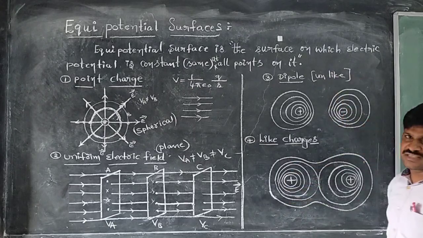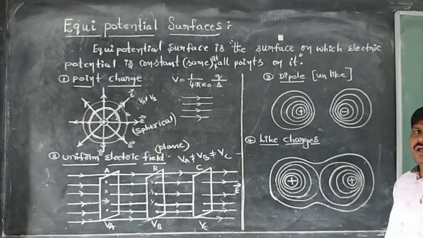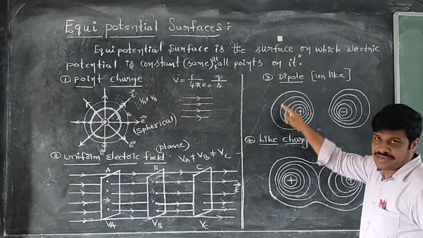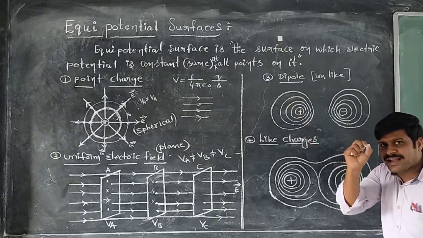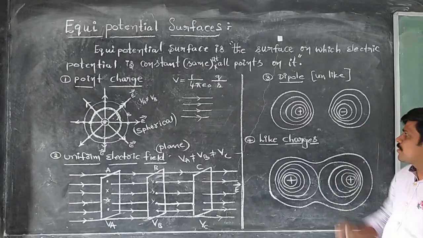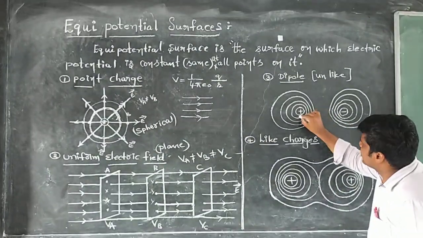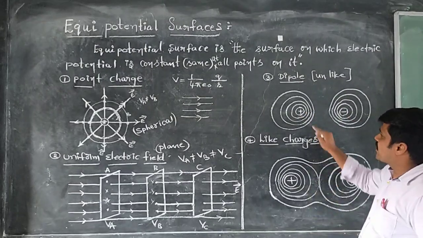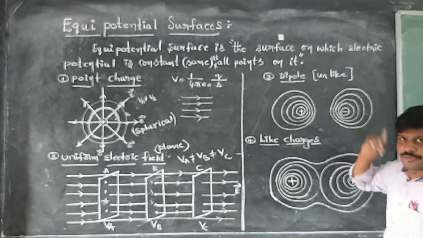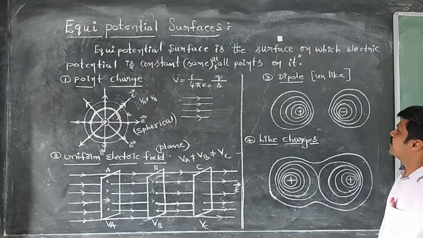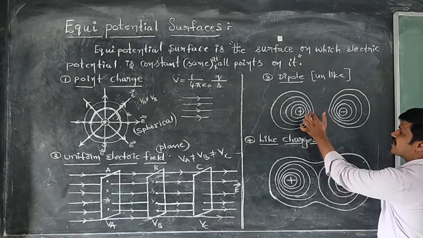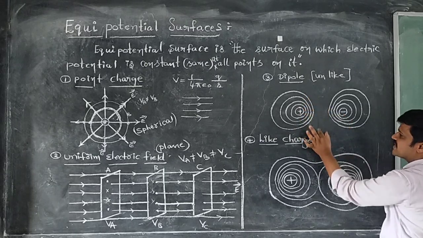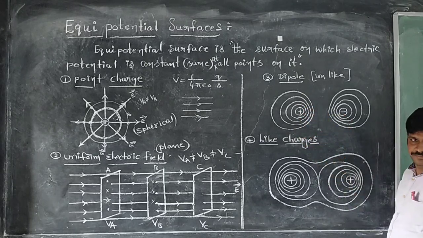Both are unlike charges. In case of a dipole, how to draw the equipotential surface? We can draw the equipotential surface like this. In this diagram you have to observe only one thing. One is a positive charge, the other one is a negative charge, that means a dipole. In between the two charges, this is the plus charge, this is the minus charge, we can see there is a gap.